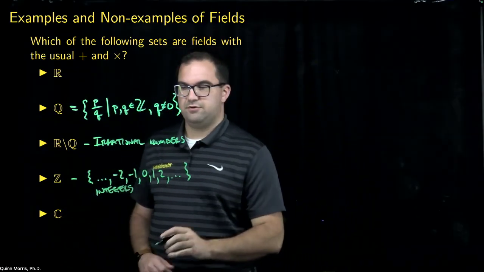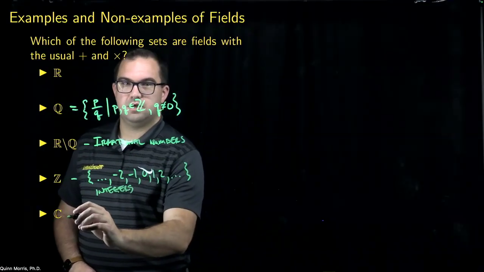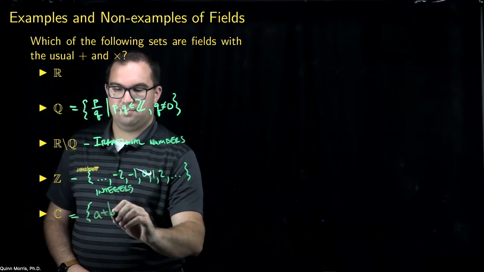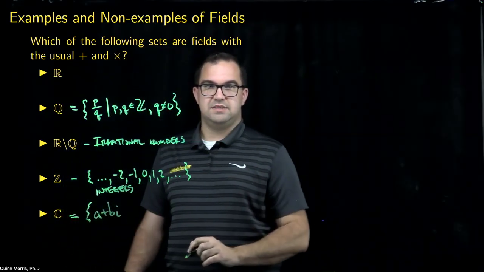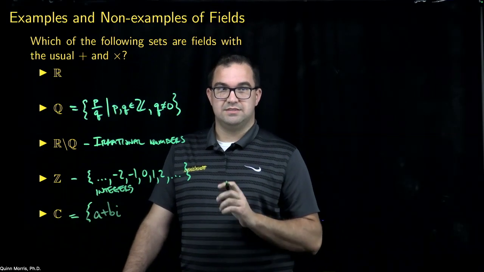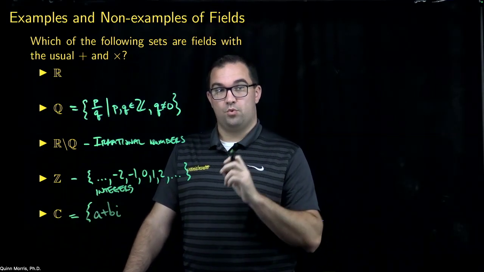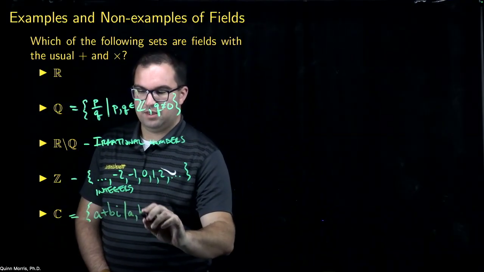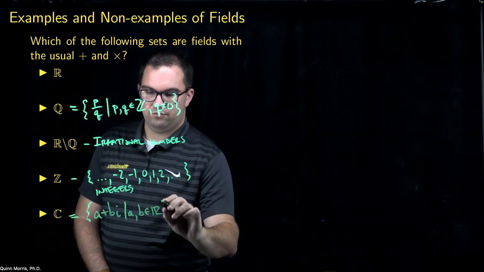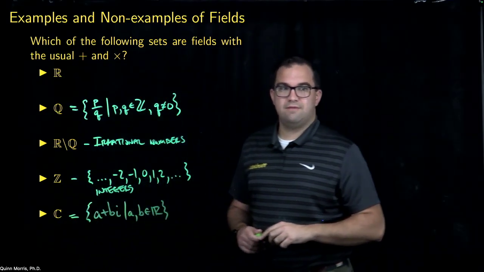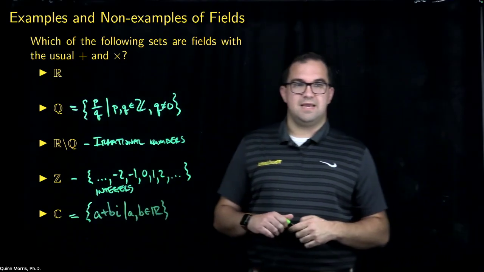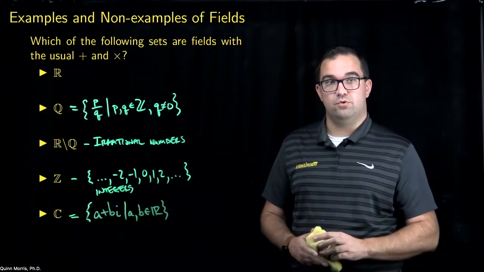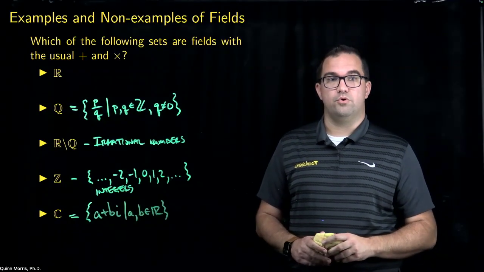And then finally, we have here the set of complex numbers. So we could express this as the set of all numbers of the form a plus bi, where i here is the imaginary unit, right? So this is the number whose square is -1. And these are just all the numbers of the form a plus bi, where a and b are just any old real number. Okay. So I invite you to pause the video, take a second, and go through each of these. See if you can determine whether each of these forms a field with the given operations or not.